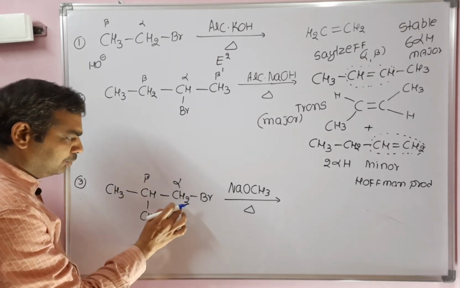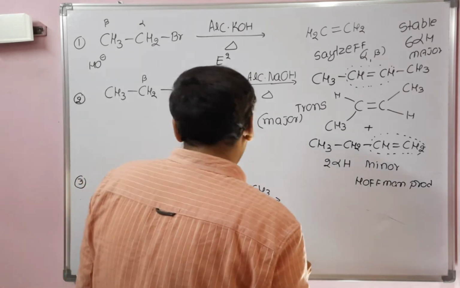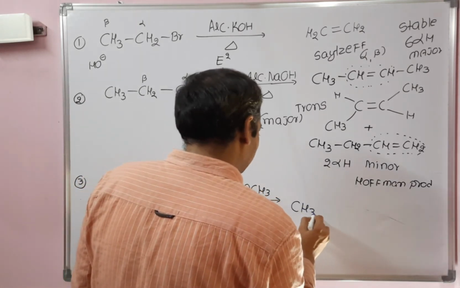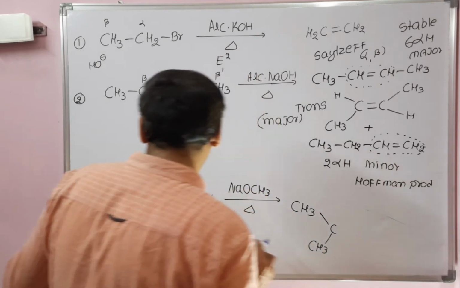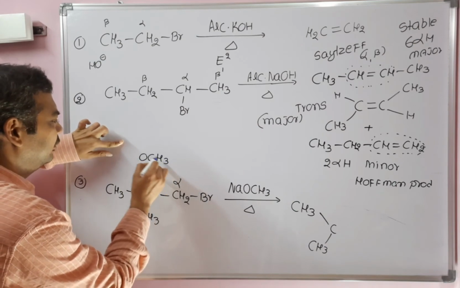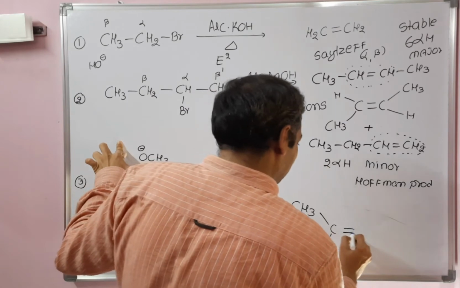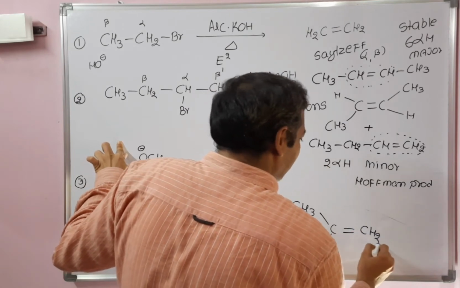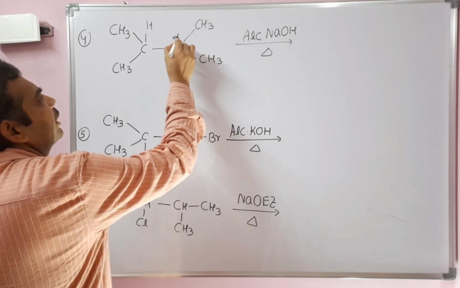So with respect to bromo, only one beta carbon is there. Definitely one product is possible here. There is no other option, only one product is possible. The base abstracts a proton, so the base is the alkoxide. It will abstract a proton at a beta carbon. As a result, we will get isobutene as a product. Clear?